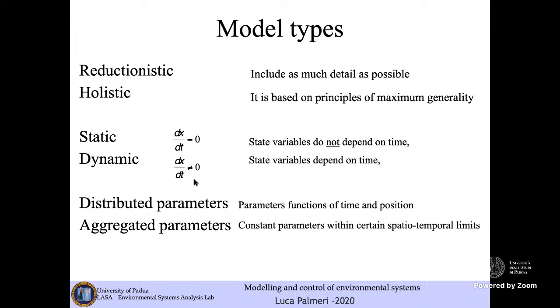And in reality, the system may be in between static and dynamic, meaning that it may be static for most of the variables, but we may include some dynamics in particular variables. Which variables? The ones we are interested in, or the ones our focus is on. Again, same story between distributed and aggregated parameters. In reality, most real models are in between, somehow distributed for some parameters and somehow aggregated for some parameters.